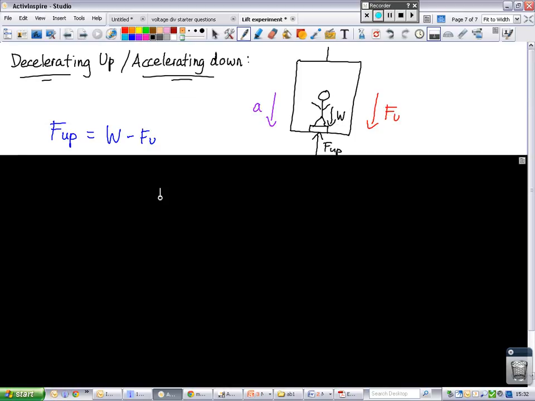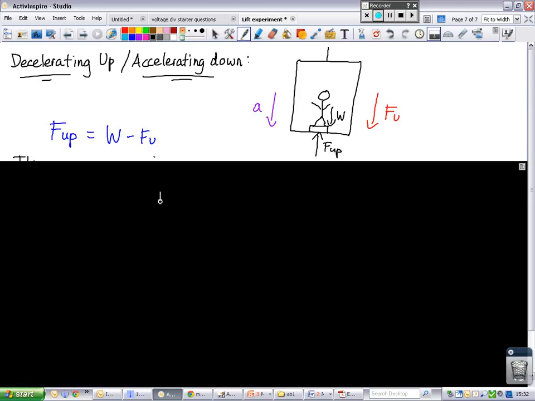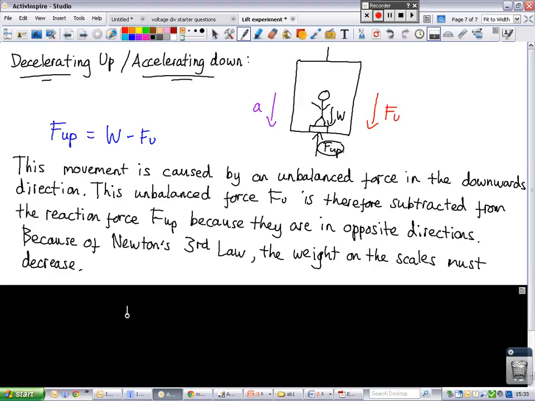The fifth and sixth types of motion that we discussed were decelerating up and accelerating down. The acceleration is in the downwards direction, so therefore the unbalanced force is in the downwards direction for both of these. The unbalanced force is going in the opposite direction to F up, so it gets taken off of it. So therefore the weight has to decrease in order to make sure that it's the same as this reaction force down here, because remember that's the one that changes all the time. So because of Newton's third law, every action force has an equal and opposite reaction force, then the weight decreases so that it matches up with this value for F up.